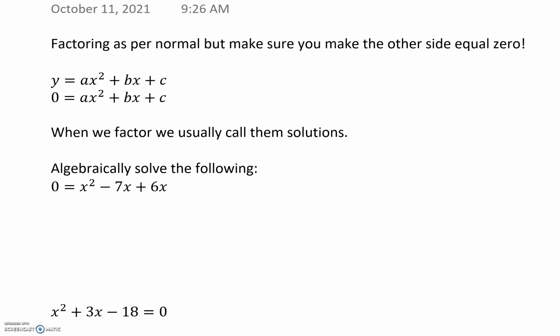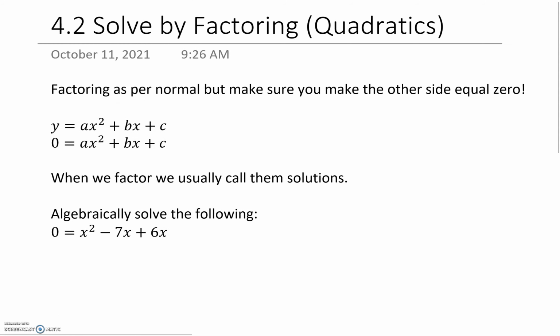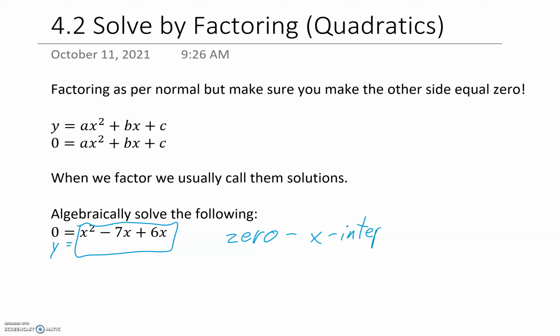In the last topic, we talked about how we can solve these by graphing. So if we take this and go y equals this whole thing, and then use our calculator to find the zeros, that's the same thing as writing the x-intercept, right? Then we will get the solutions to that equation. Now what we're doing is doing it by hand without a graphing calculator.